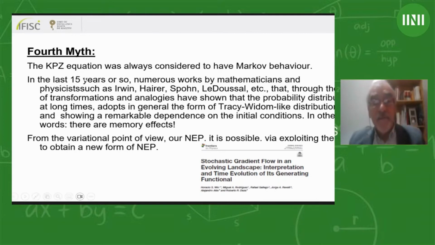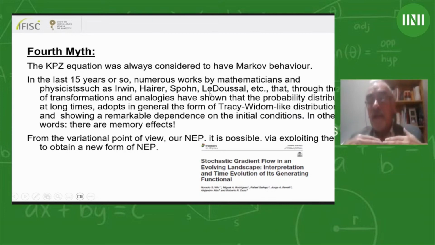But in the last 15, a little more years, there arose a lot of work by mathematicians and physicists, such as Ivan, Heider, Spohn, Ridusal, etc., that, exploiting some transformations and analogies with random walks, make a connection with stochastic matrices, and show that the probability distribution at long times, the statistical probability for h, adopts a general form that looks like a Tracy-Widom-like one, and shows remarkable dependence on initial conditions.